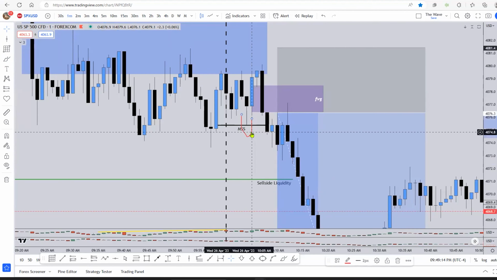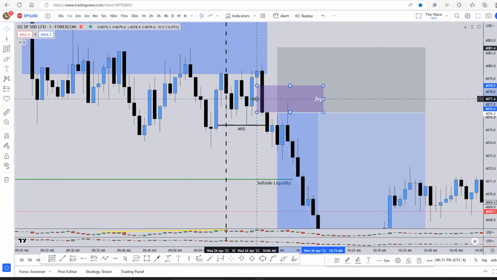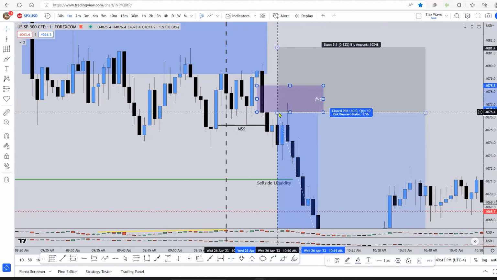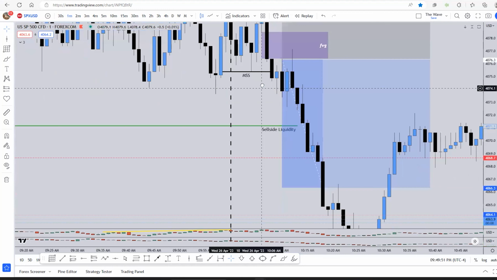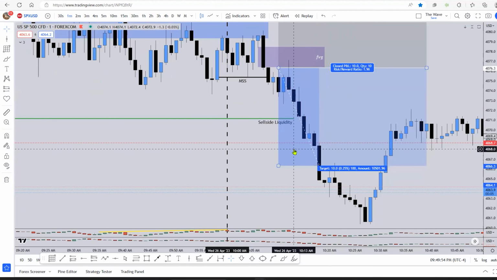Once price breaks this structure in the form of a candle body closure, that is your market structure shift or your break of structure. Now, this break creates displacement in the form of this fair value gap. So we have real resistance being created. Our bias is bearish. We have a market structure shift with a fair value gap inside of our time window. Price comes back in, and at this time, I'm in. I put a 5 point or 5 handle stop, and I targeted 10 handles.